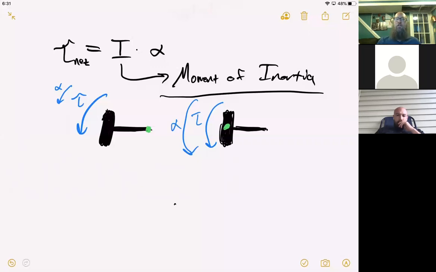So that's my argument for the moment of inertia depends on both the mass and where the mass is relative to the axis of rotation. So I'm talking about two different axes here. Okay, let me pause. I've talked a lot. What questions do you have about this?